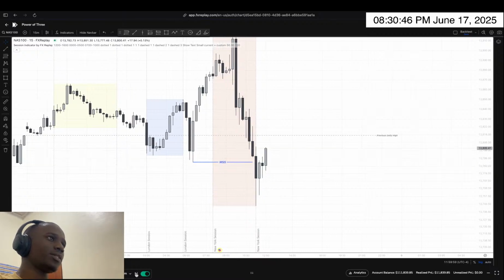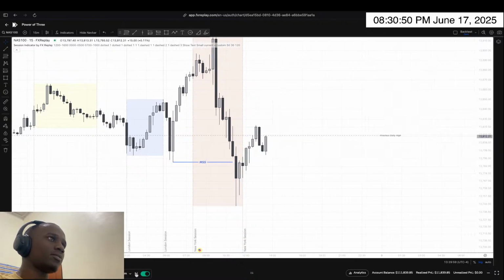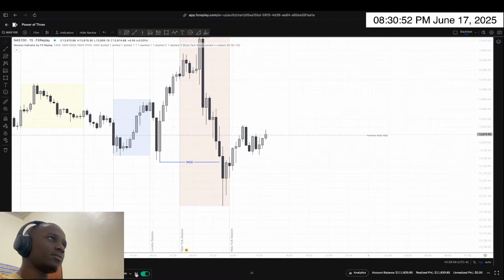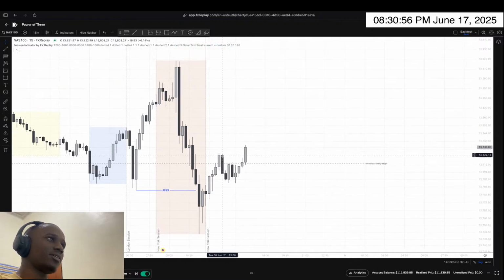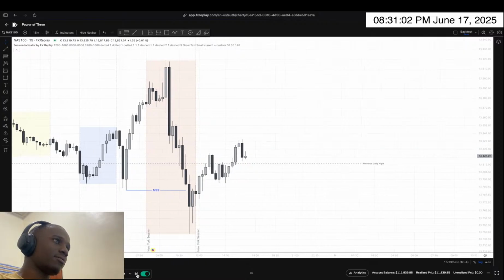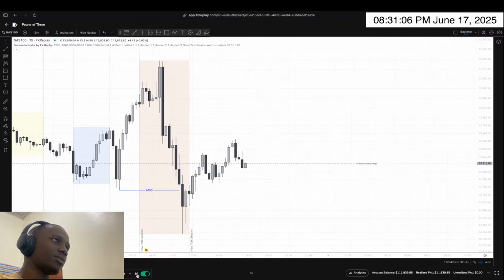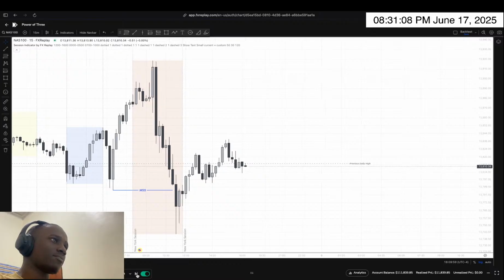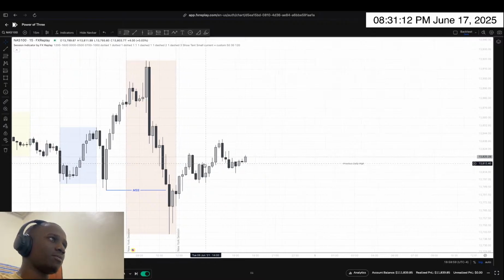Okay, it didn't create a fair value gap, but we get an internal market shift and create a fair value gap. Let's see if we reject the gap, then that means we can enter. So we didn't respect the gap, but we're respecting this order block inside of there.